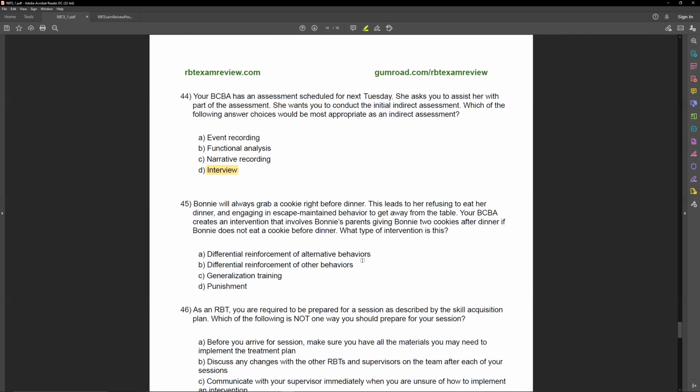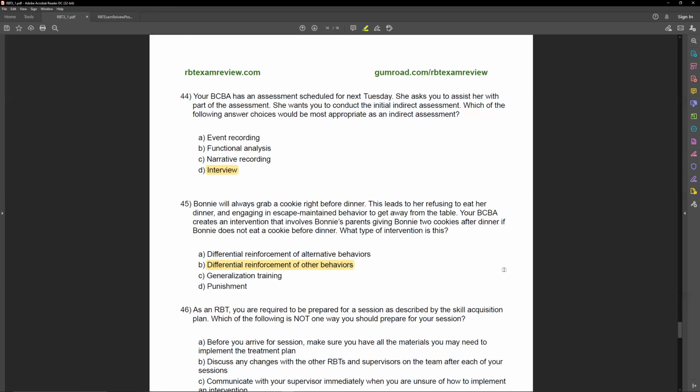We have differential reinforcement of other behaviors and alternative behaviors. And when we're dealing with differential reinforcement strategies, we always ask ourselves, is the client being reinforced for engaging in a behavior or in the absence of engaging in a behavior? Because if they're reinforced for not engaging in something, that's going to be differential reinforcement of other behaviors, or DRO. So Bonnie is reinforced if she does not eat a cookie before dinner, okay? So what does that tell you? That tells you we are doing a differential reinforcement of other behaviors.